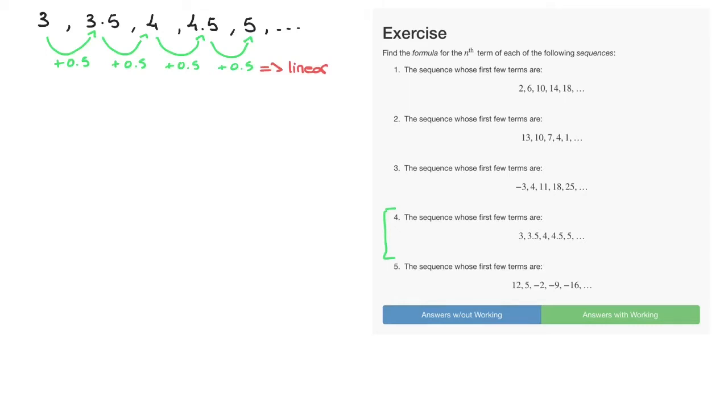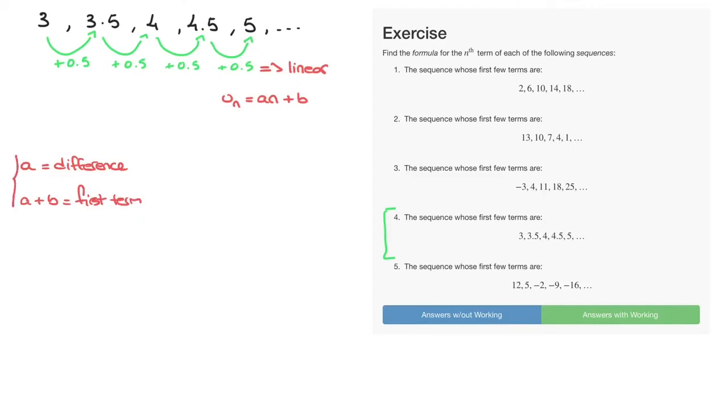And since it's a linear sequence, its formula must look like this. Un equals A times n plus B. And so our job now is to find the values of the coefficients A and B. Now luckily, there are two equations for a linear sequence which allow us to find its formula. Those equations are A equals the difference, and A plus B equals the first term. And that's the first term of the sequence.